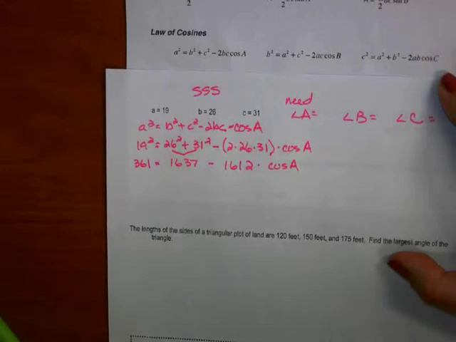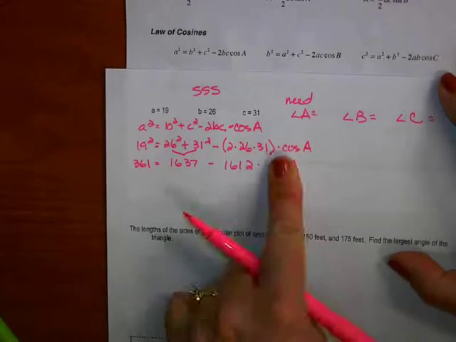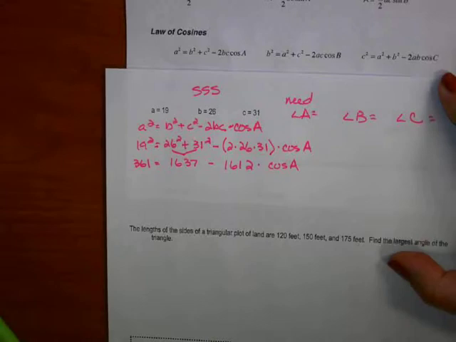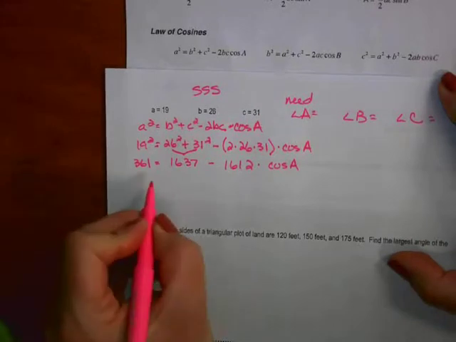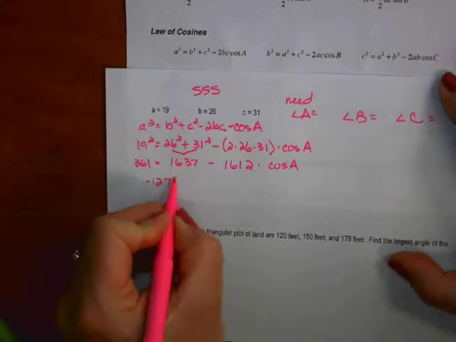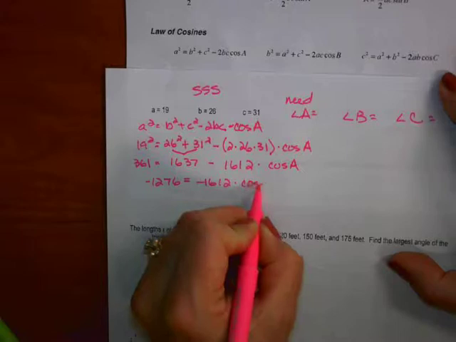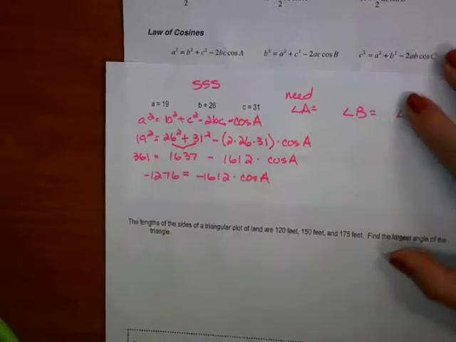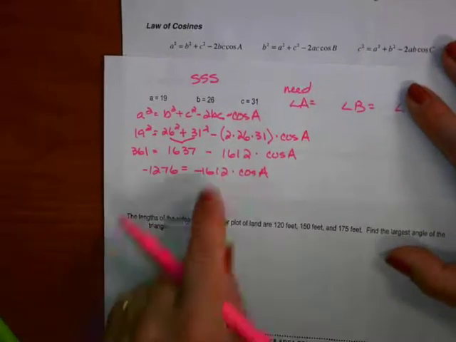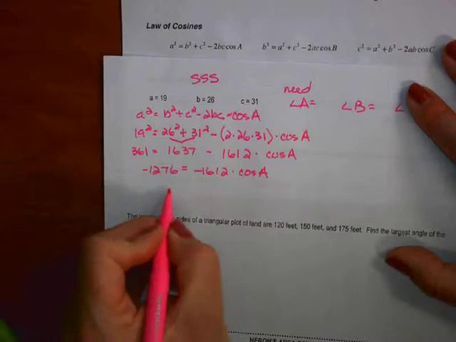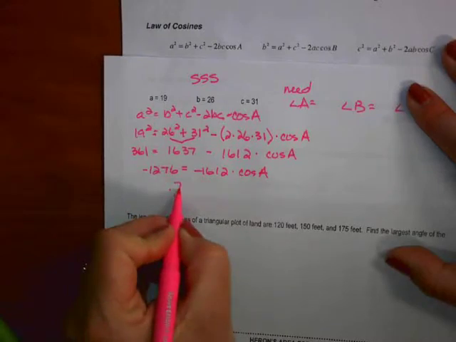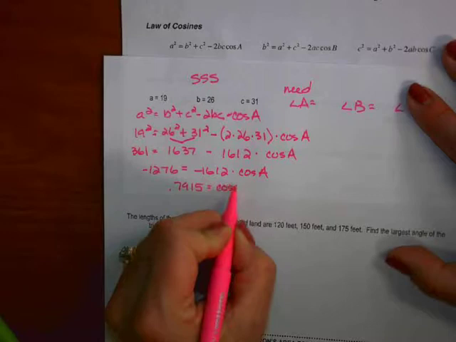How do I start solving this? It's just an algebra equation. This is my unknown. What do I do? Yeah, I've got to get cosine A by itself. So I'm going to subtract 1637 from both sides, and I get negative 1276 equals negative 1612 times the cosine of A. Divide by negative 1612, and you get 0.7915, which equals the cosine of A.